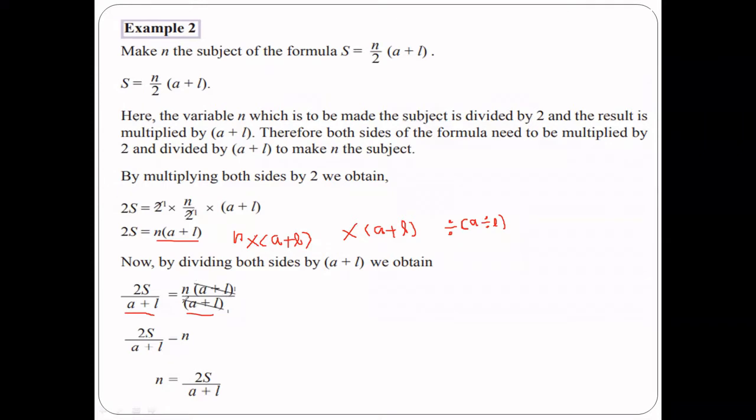Cancel out this bracket with this bracket. Then you will remain only n in the right hand side. This should be the equation sign. Here, equation sign. Then you will remain only n in the right hand side, and 2s over a plus L in the left hand side. Now, if you keep the answer this way, you will get full marks. If you want, you can take this end to here and the other part to the right hand side. Both are correct. Okay.